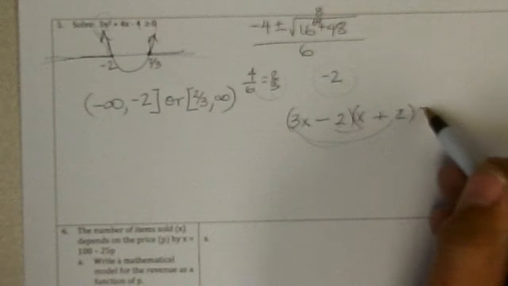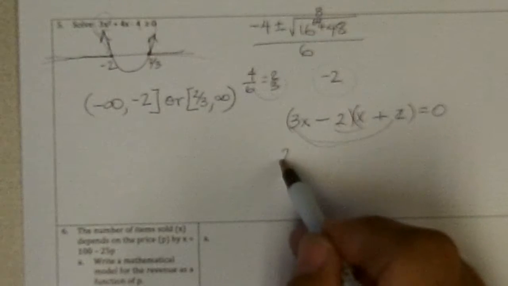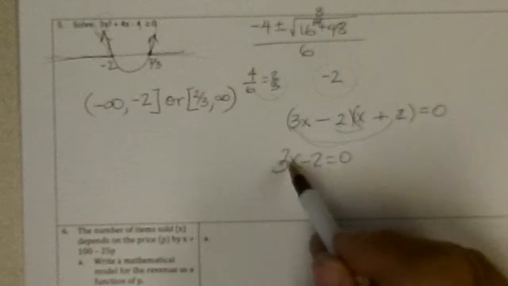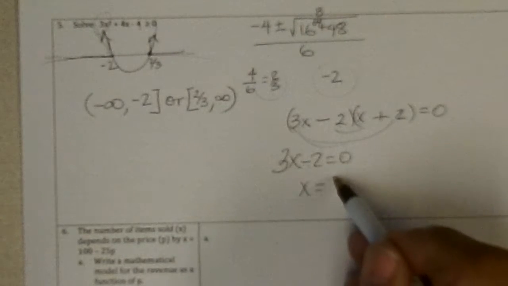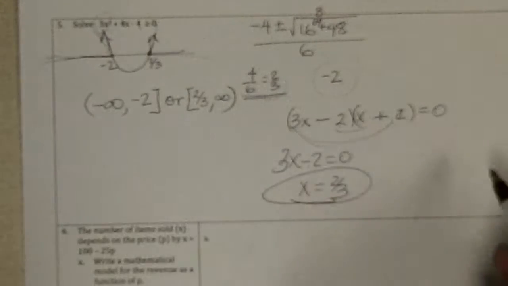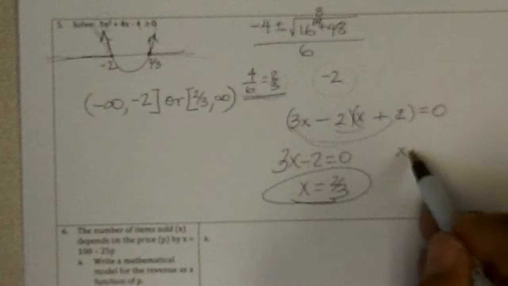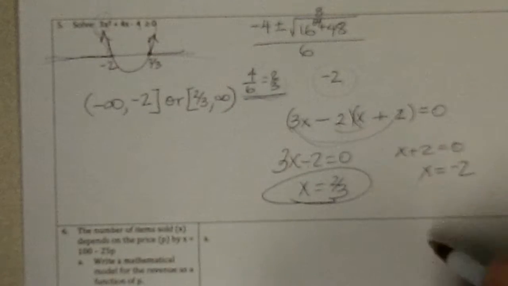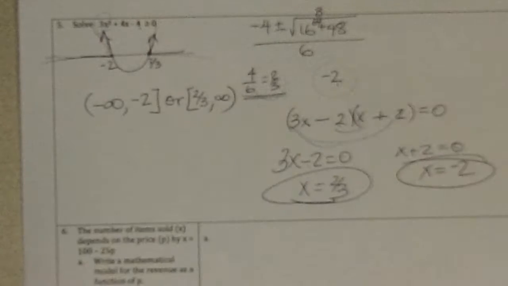Excuse me. So we set 3x minus 2 equal to 0. Add 2, divide by 3, we get x equals 2/3. That matches this one. And x plus 2 equal to 0 means x equals negative 2 when we subtract 2 from both sides, which is that one.